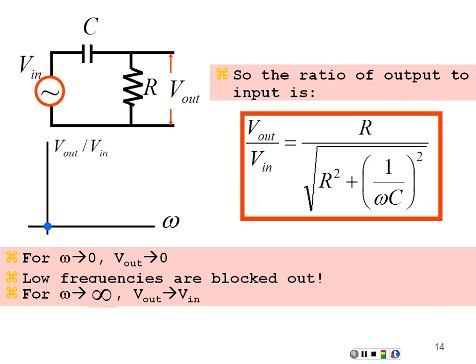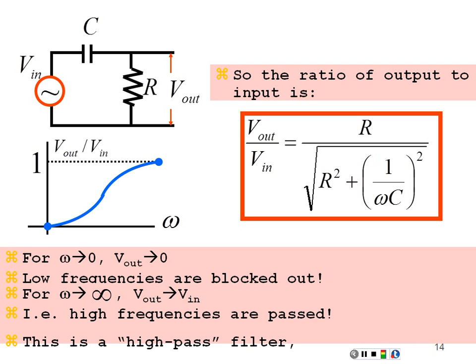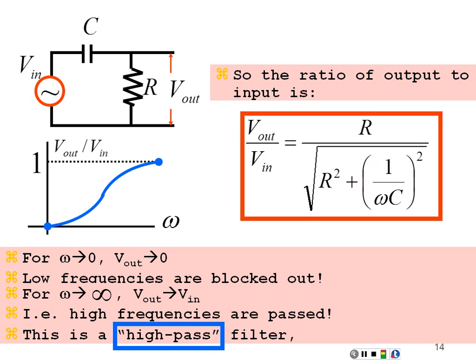This sort of configuration where we have a capacitor and resistor in series, and we have our output, in this case on the resistor, is called a high-pass filter, because only high frequencies are passed. If I have a signal that has a bunch of frequencies, the low frequencies would be blocked out, and the high frequencies would pass through. So it filters out the low frequencies.